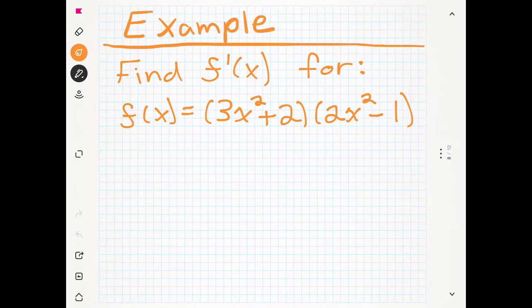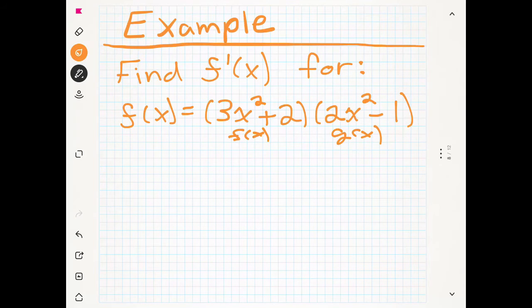And so now let's do an example so you guys can figure out what I'm on about. So find f prime of x for the function in brackets 3x squared plus 2, in brackets 2x squared plus 1, right? So let's just call this one f of x, and this is g of x, all right?